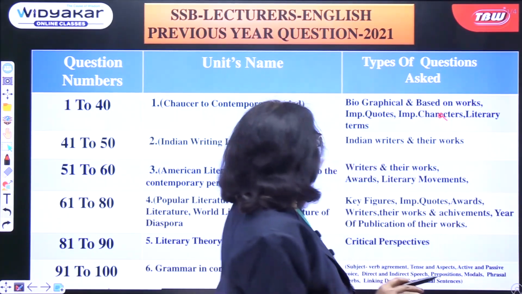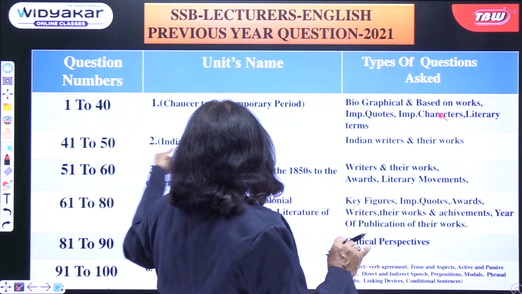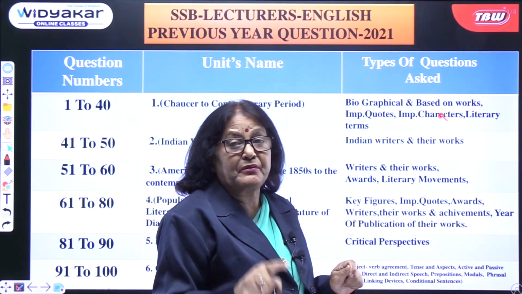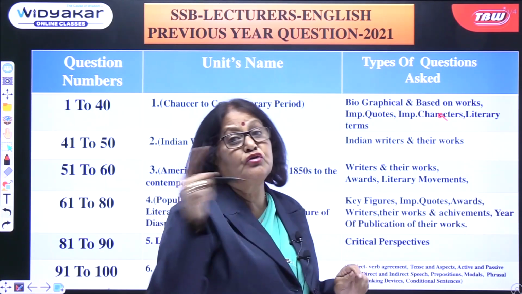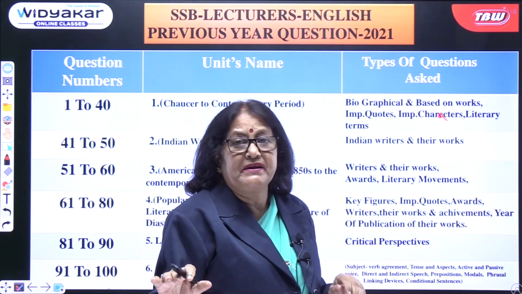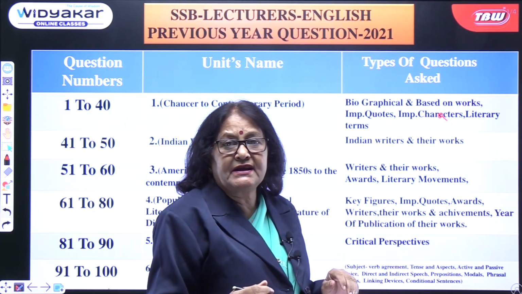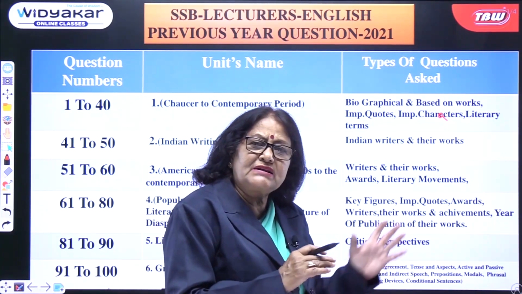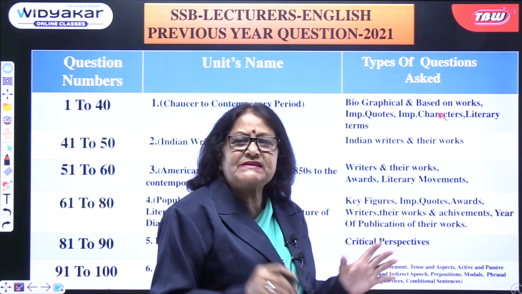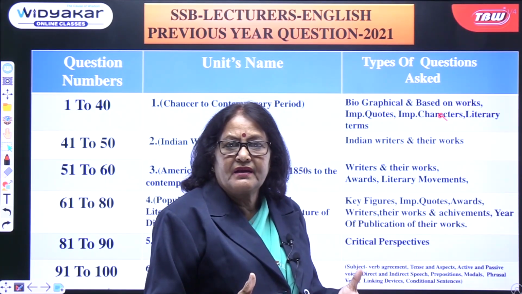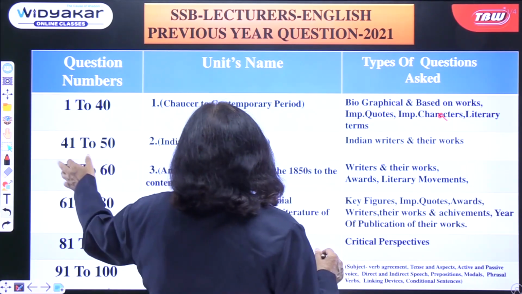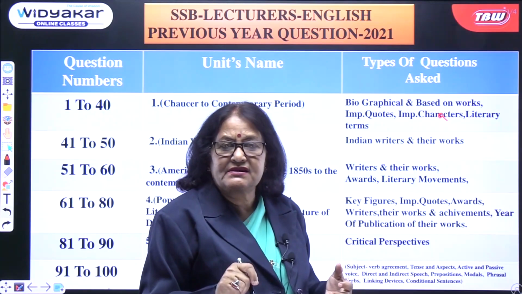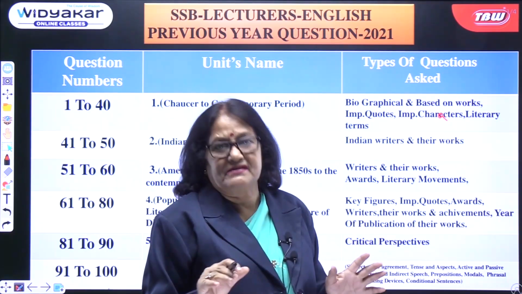Then literary terms and literary movements. Next, let us come to Indian writing in English. It is prescribed from 1930 onwards to the contemporary period, because Indian writing in English came of age only after 1930. Previously Toru Dutt and others were writing, but it had no recognition. So from 1930 onwards, Indian writers include poets, novelists and dramatists.